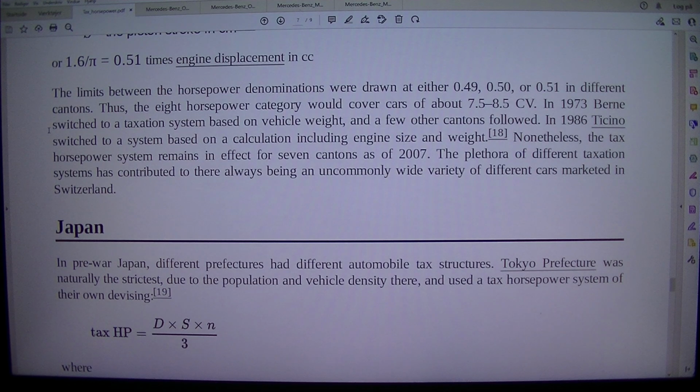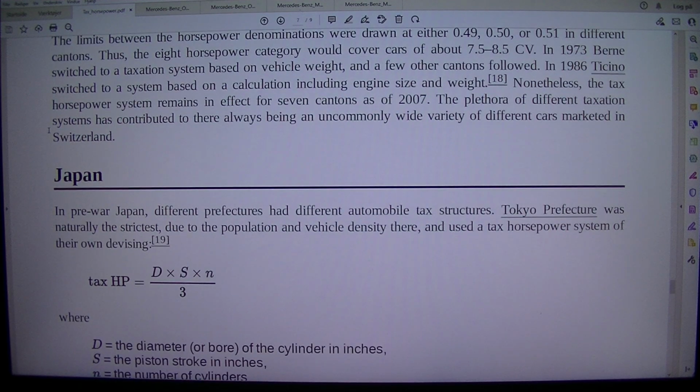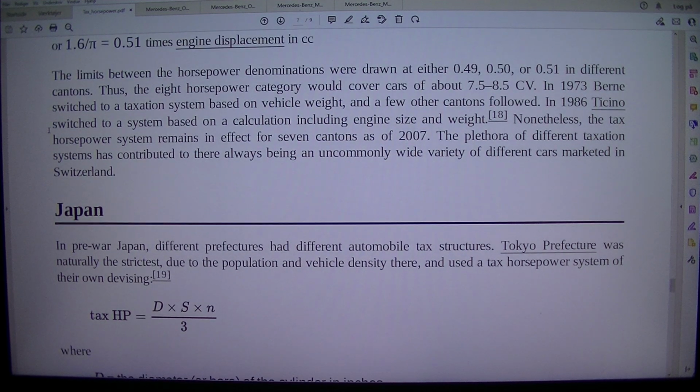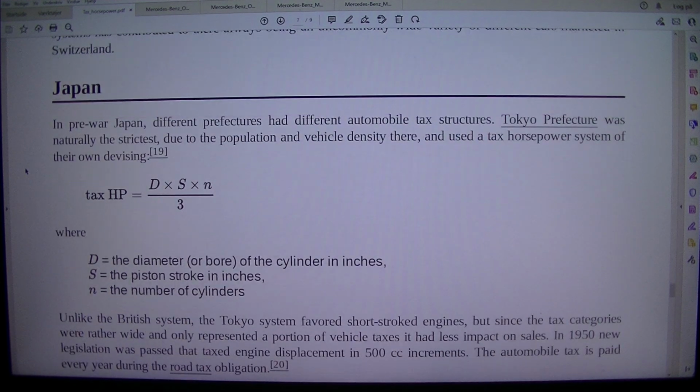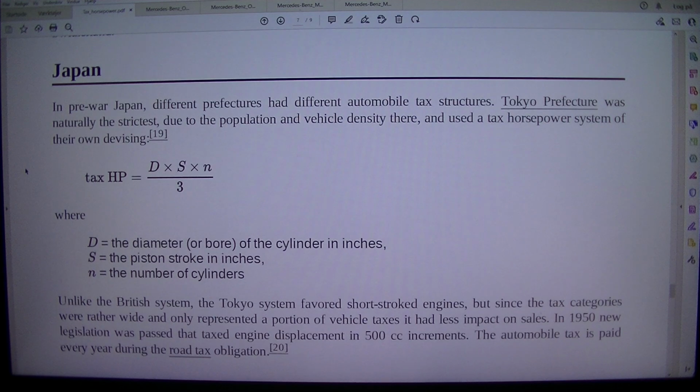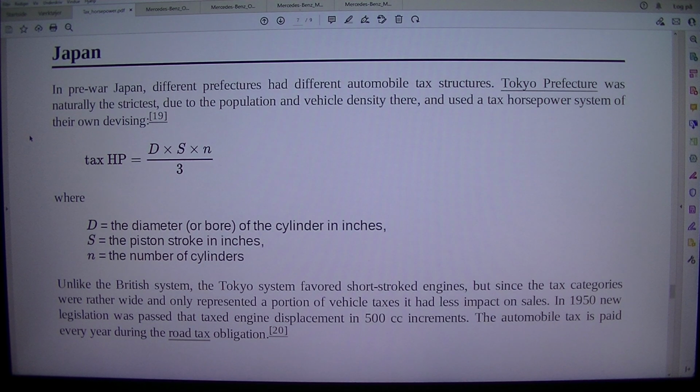7.5 to 8.5 CV. In 1973, Bern switched to a taxation system based on vehicle weight, and a few other cantons followed. In 1986, Ticino switched to a system based on a calculation including engine size and weight. 18. Nonetheless, the tax horsepower system remains in effect for 7 cantons as of 2007. The plethora of different taxation systems has contributed to there always being an uncommonly wide variety of different cars marketed in Switzerland. Japan. In pre-war Japan, different prefectures had different automobile tax structures.